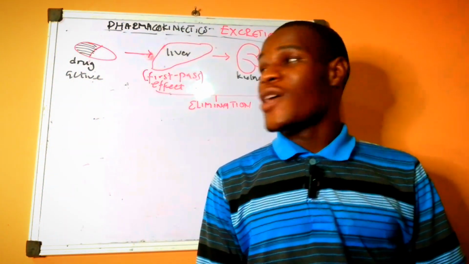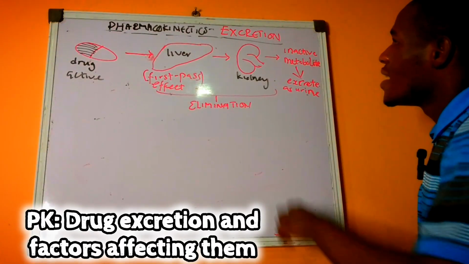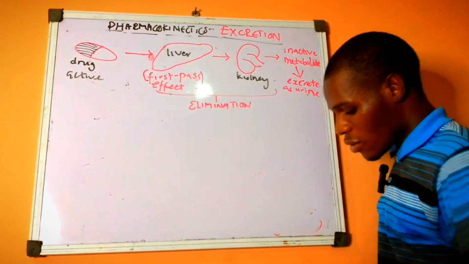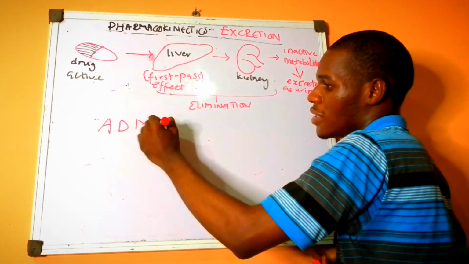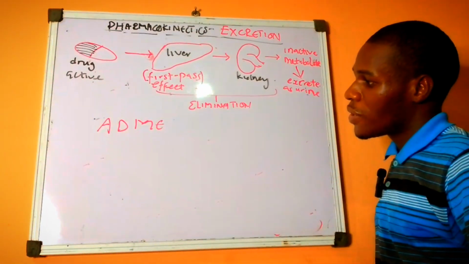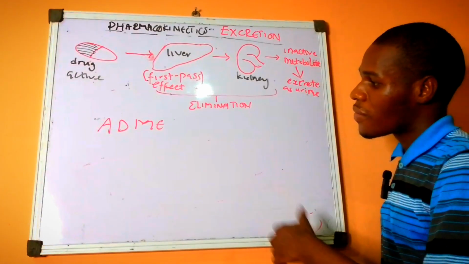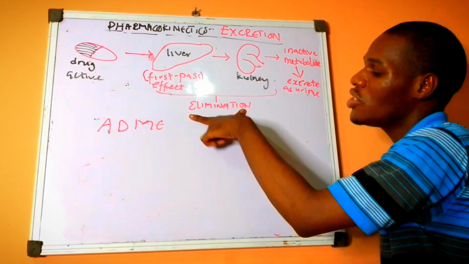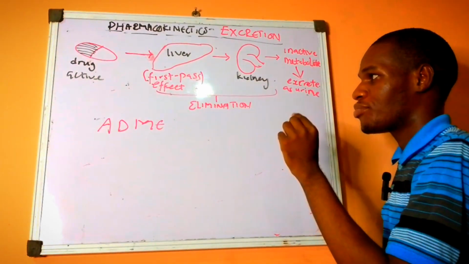In this video, we're going to be learning about pharmacokinetics, drug excretion. Now, when we talk about pharmacokinetics, we are looking at ADME, right? The absorption, distribution, metabolism, and excretion of a drug. Sometimes we take the excretion of the drug as elimination of the drug, but they are not actually the same.